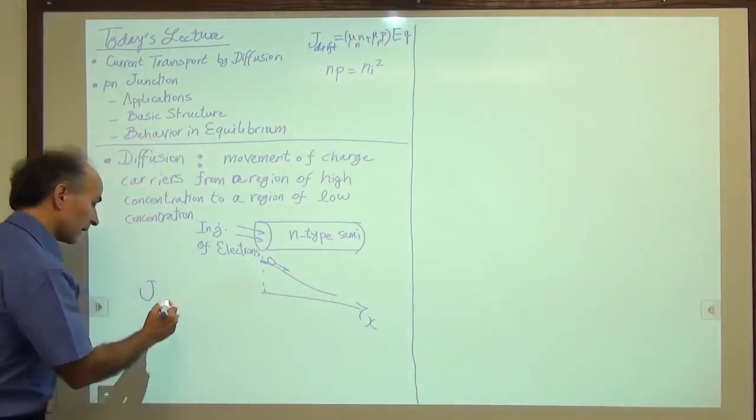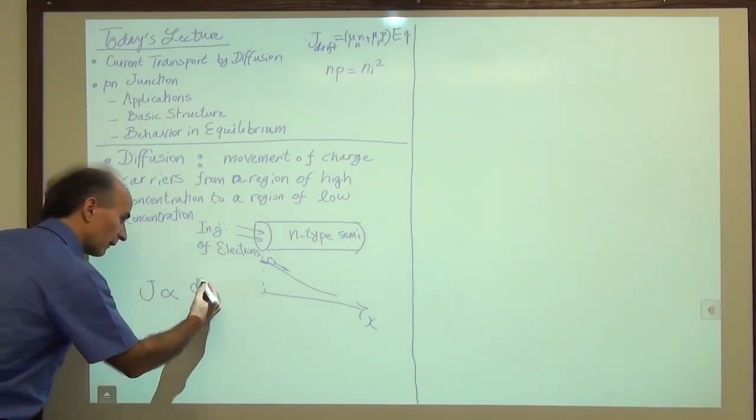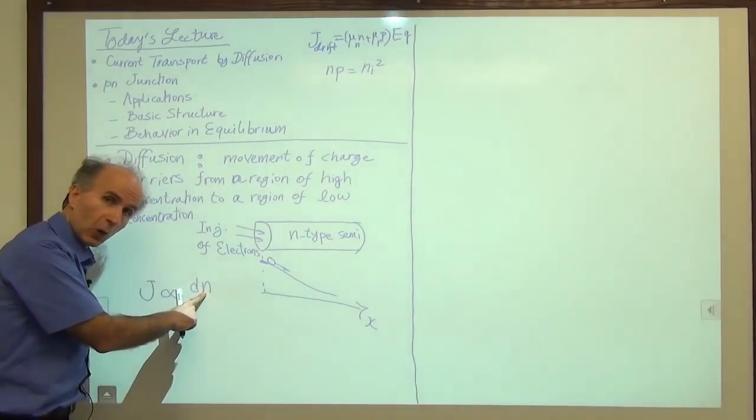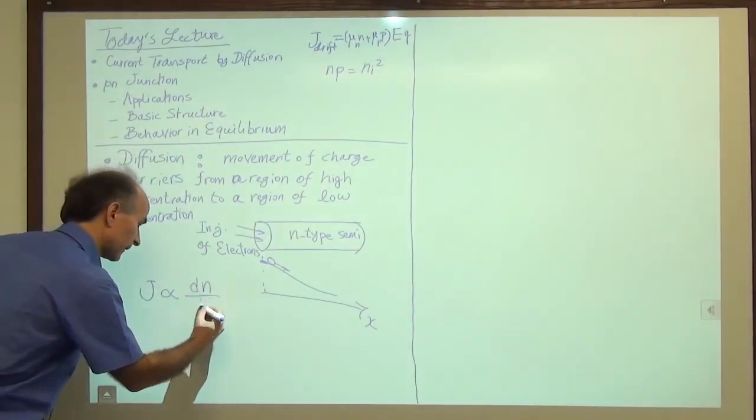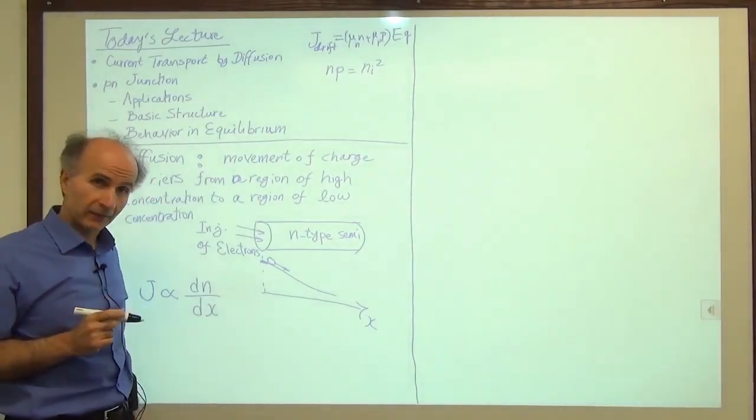So it must be proportional to the slope of this concentration. So what I'm thinking is that this should be proportional to the slope of the concentration, N for electrons, P for holes, with respect to distance. That's what we intuitively expect.